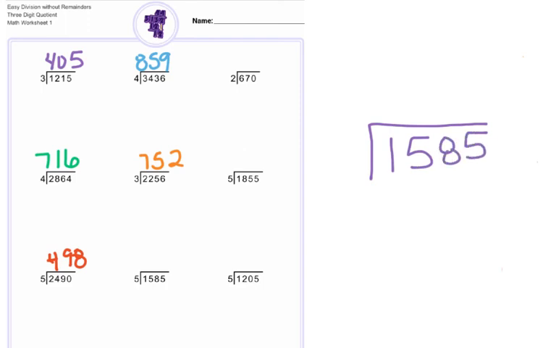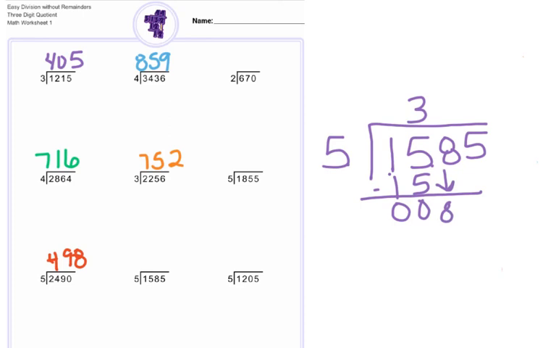We're going to move on to number 8, and it is 1,585 divided by 5. We know that 5 cannot go into 1 because 5 is larger than 1, but 5 can go into 15, and 5 can go into 15 3 times, because 5 times 3 is equal to 15, and we subtract, and 15 minus 15 is 0.